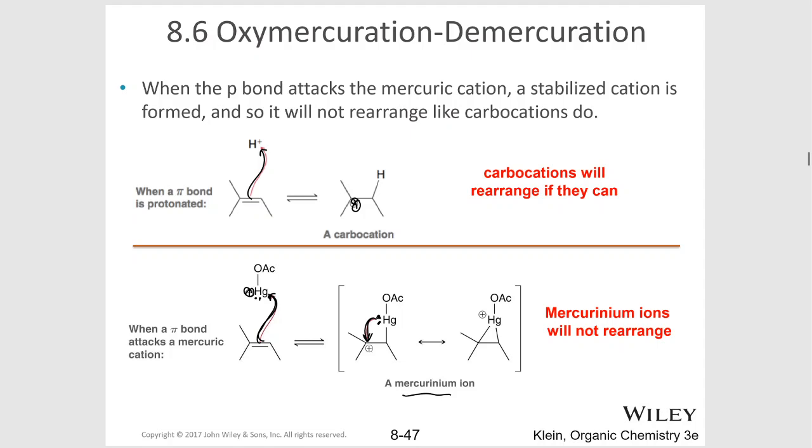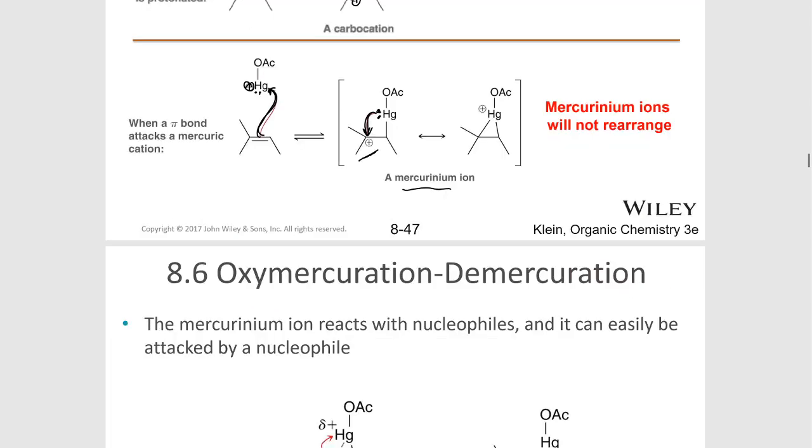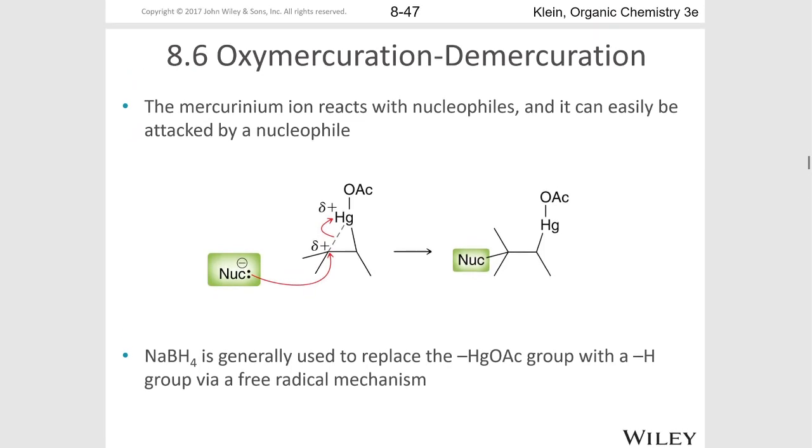These mercurinium ions don't rearrange, and because the formation of this mercurinium ion is essentially a concerted mechanism, we don't get rearrangements through the formation of a cationic species either. So they won't rearrange after they're formed, and they don't rearrange as they're formed. Okay, but they aren't exactly symmetrical.